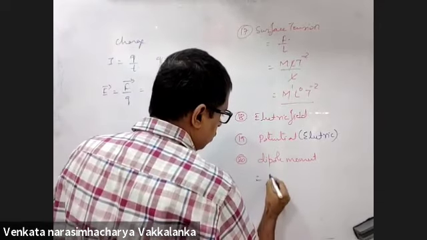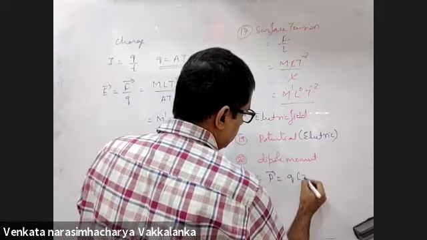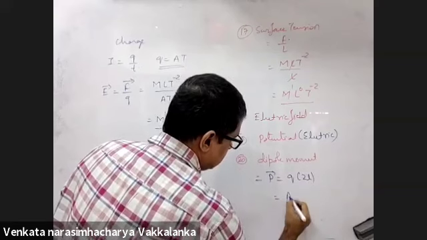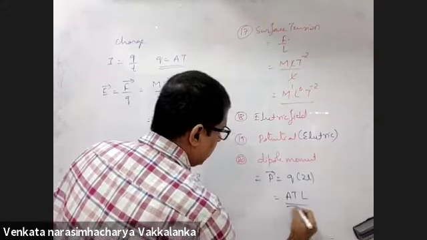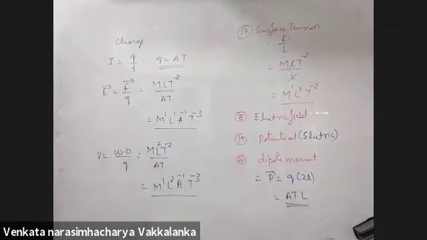Electric dipole moment P is Q into length. Charge is ampere time. L. Ampere into time into L.